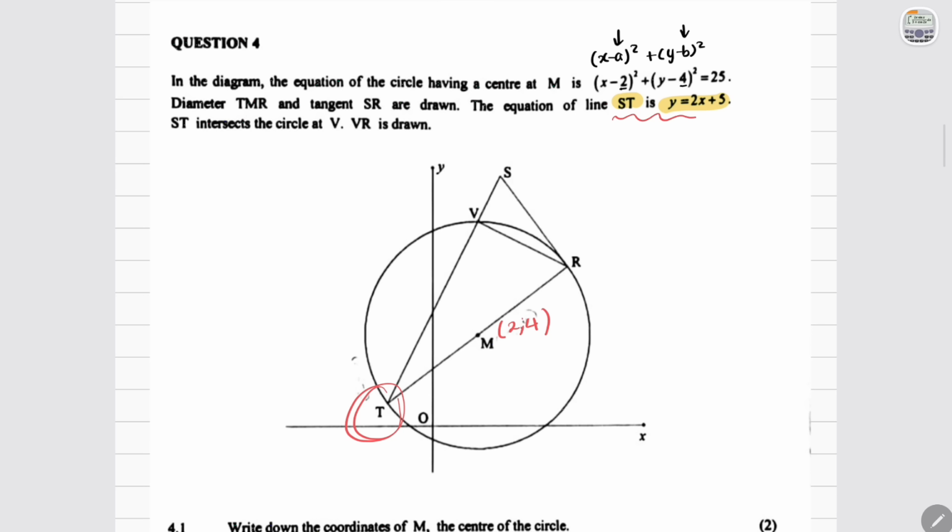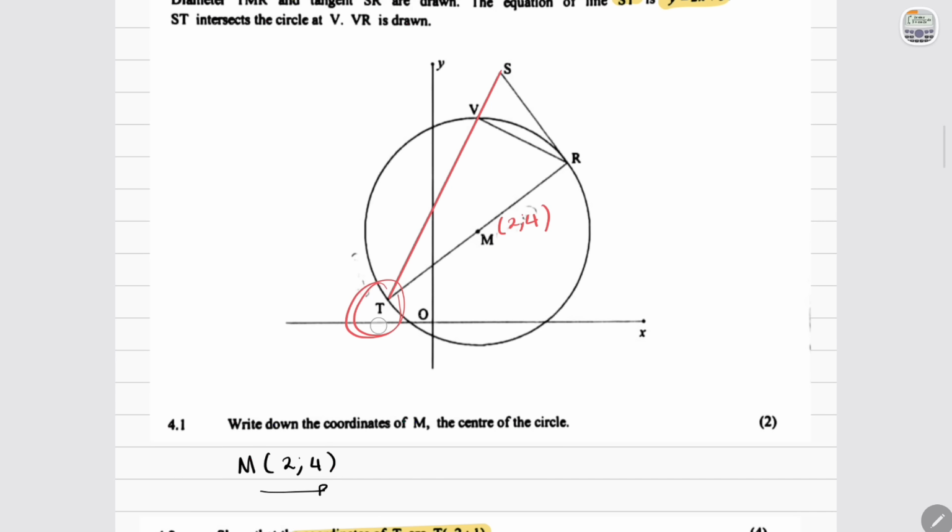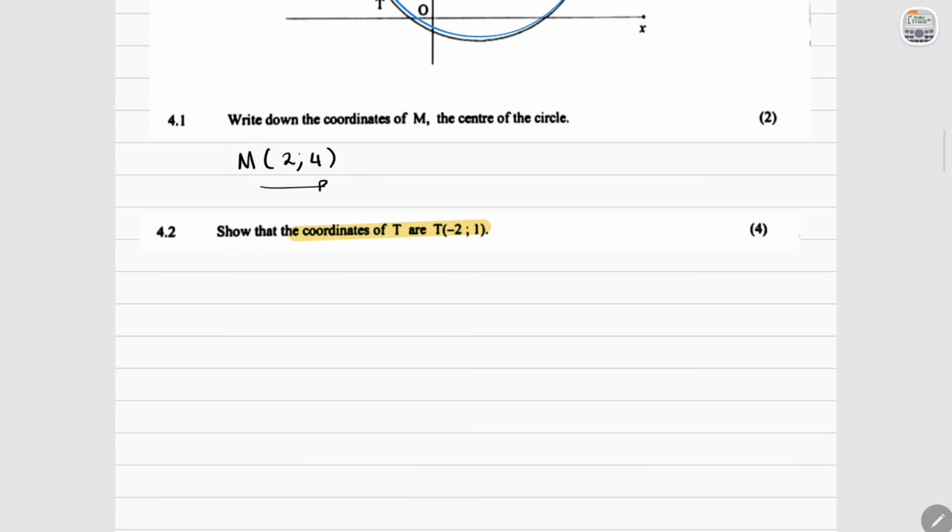Remember they gave us the line ST, okay, and the equation of line ST, which is this line. And can you see that T is the point of intersection of this line and your circle? Well, there's 2 points really. There's T and V. So we can take the equation of the circle and take the equation of that line and then find where they intersect. Okay, so we can do that by using simultaneous equations.